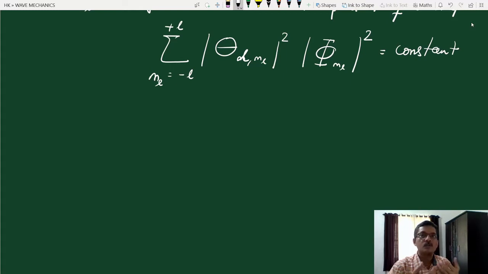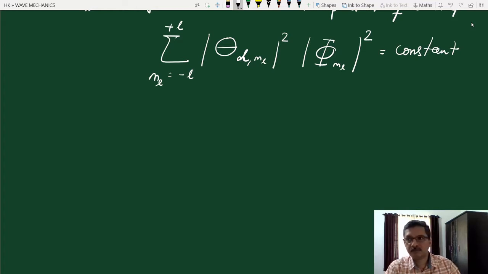That means it depends only on the radial variable r. So if we take a radial distance r from the nucleus to one direction, to another direction, to another direction, the probability density varies only with the radial distance. It is independent of theta and phi if all the ml states are completely filled. That's why we can say that for a closed subshell of an atom or ion, the electric charge distribution is spherically symmetric.